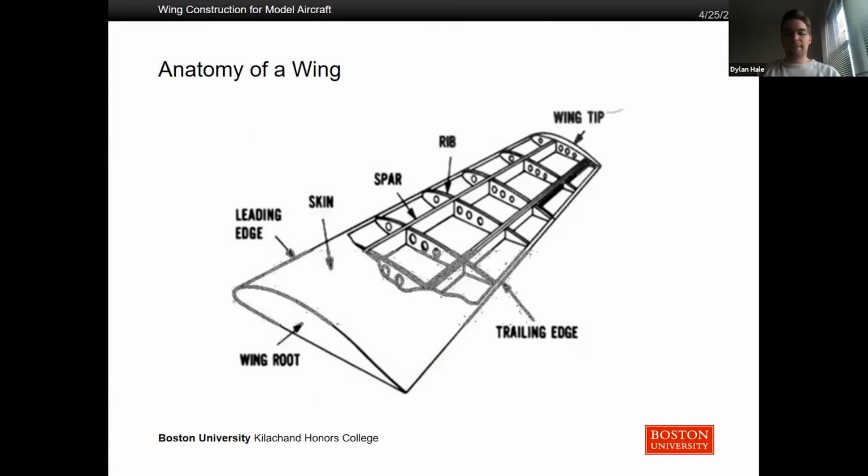So the basic anatomy of a wing is shown here. The spars and the ribs act as the skeleton for the wing. They give it its shape. And then the leading edge and the trailing edge are basically the front and back of the wing respectively. And those are important to be very smooth and very clear of any sort of imperfections, because it's going to really affect the aerodynamic performance of the wing. And then wing tips go on the end, and they also just improve the general aerodynamic performance.